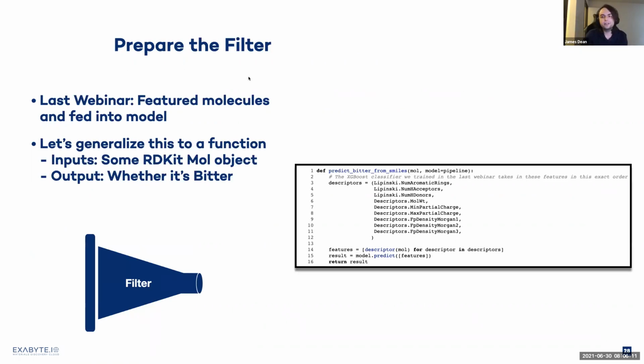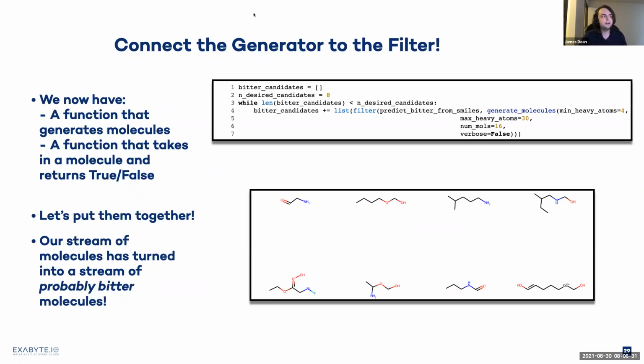Next up, we can prepare our filter so that we can take in the SMILES strings that our model is generating, featurize them, and return the results. Then we can connect this filter to our generator and create a generative model, which is what we do on this slide. We just have a loop where we keep generating possible bitter candidates and keep running until we have enough bitter candidate molecules. And here's a bunch of molecules that are candidates for bitterness.